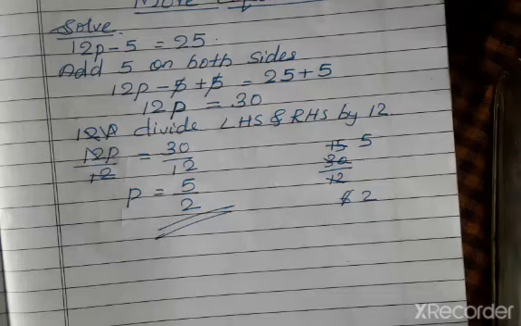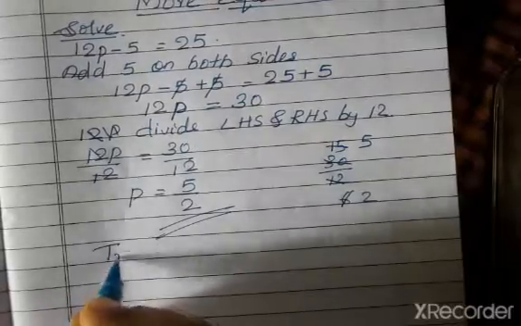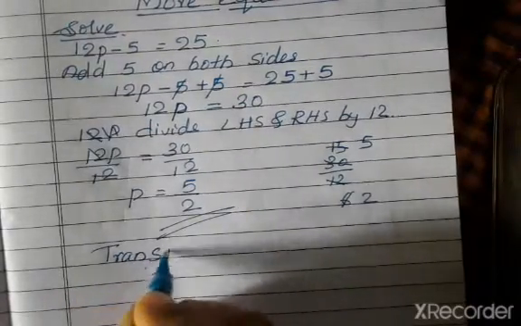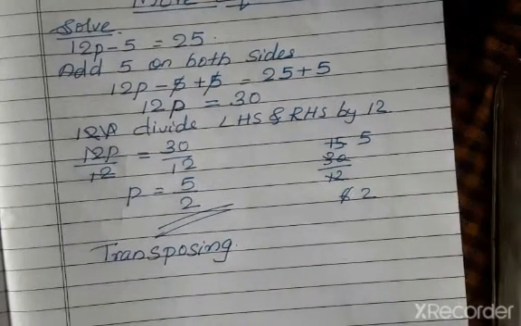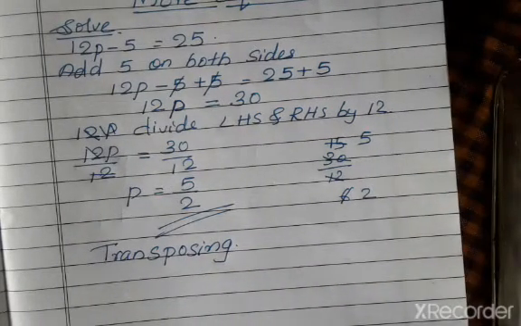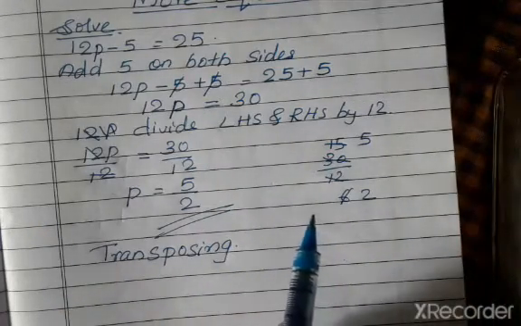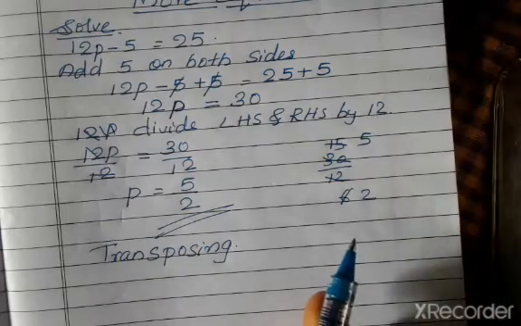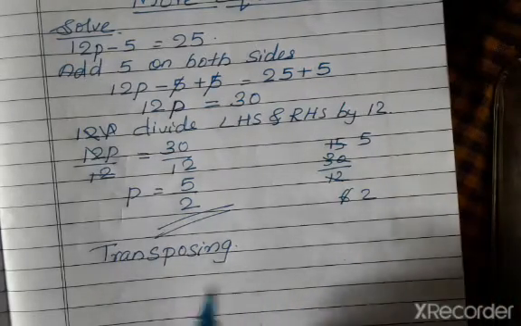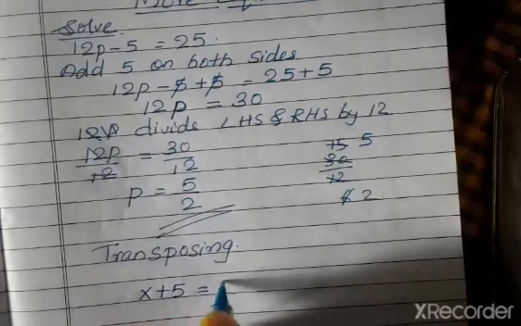And here I am going to teach you another way of solving an equation, and that is by using transposing. Do you know, children, what is transposing? Transposing means changing the side. Okay, changing the side is called transposing. While transposing a number, we change its side. For example, x plus 5 is equal to 0.